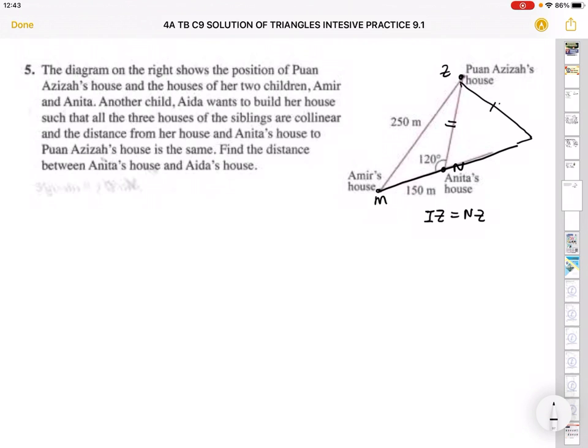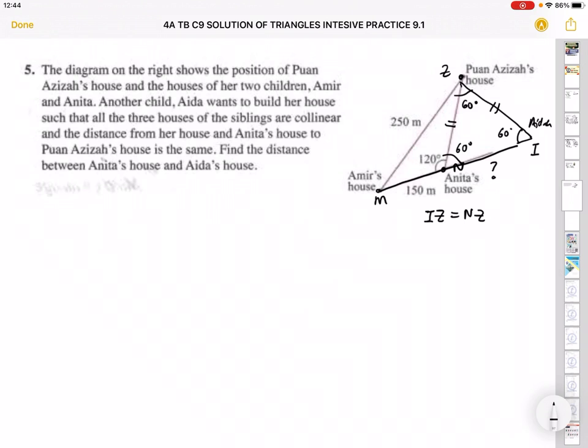So in order for it to be the same, these two must be equal, right? Ida, I put I, I can write here Ida. Now notice this is 120, so this is 60, and if this is 60, this is also 60, and this is also 60. So it's actually an equilateral triangle, right? We are supposed to find the distance between Anita and Ida's house. We're finding this length, and to find it, we can actually find Aziza to Anita's house because they're the same. They're all three equal length, right?